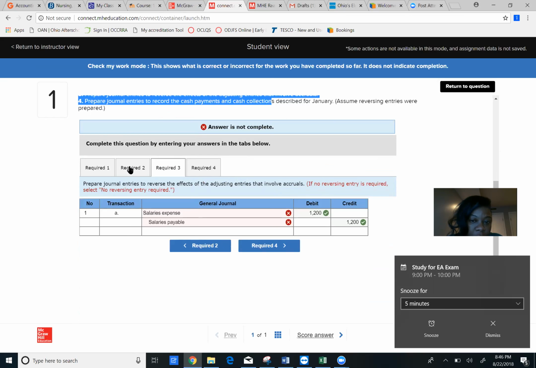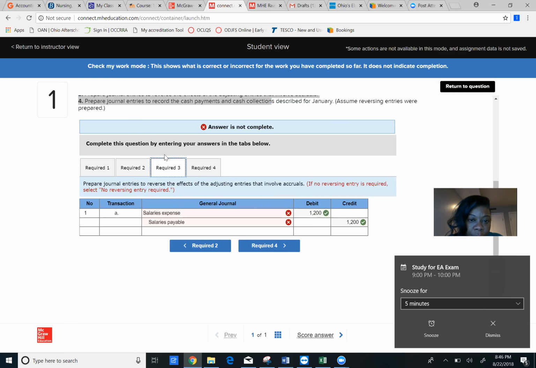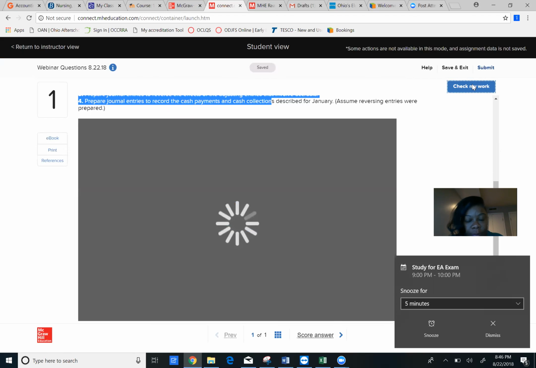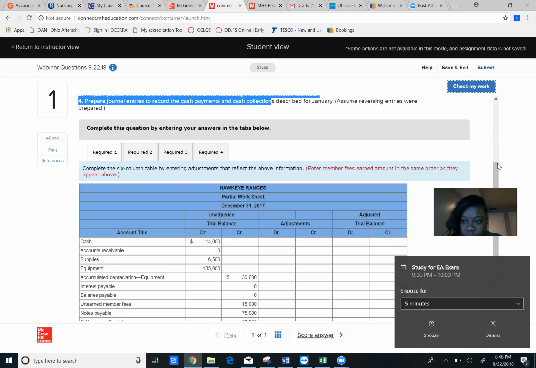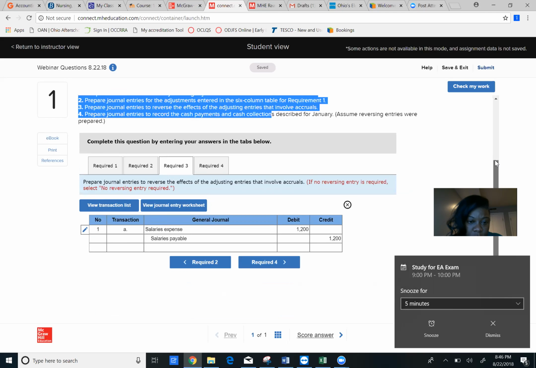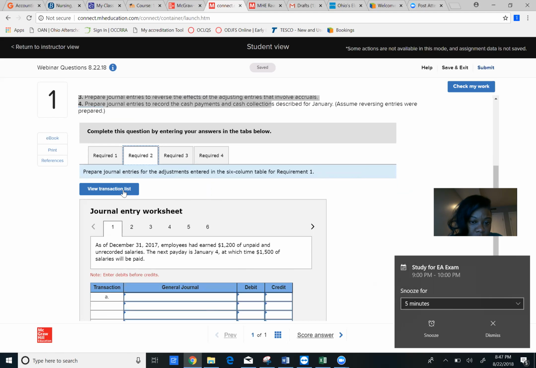Oh, this is the wrong area. Sorry. Hold on. I guess it must be 2 different areas for the journal entry. Okay, here it is. Goes in this section.